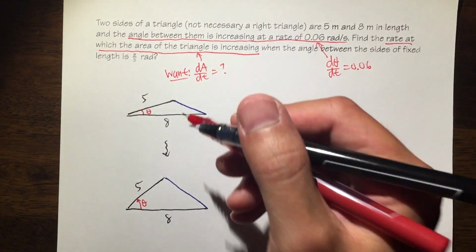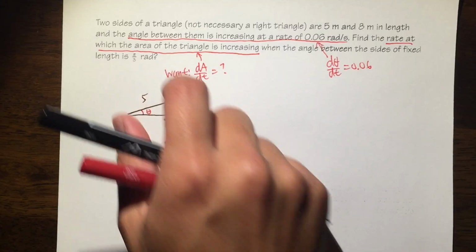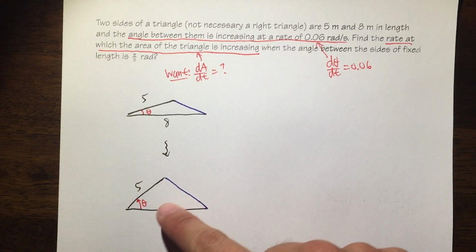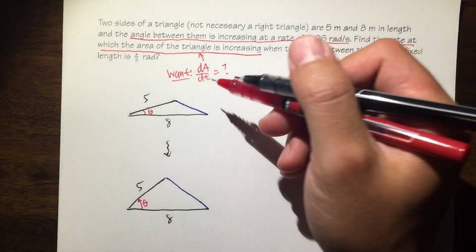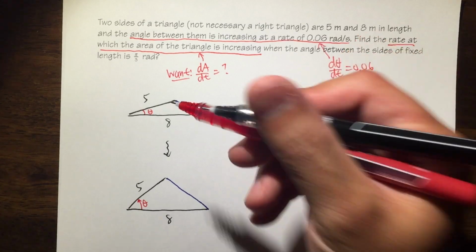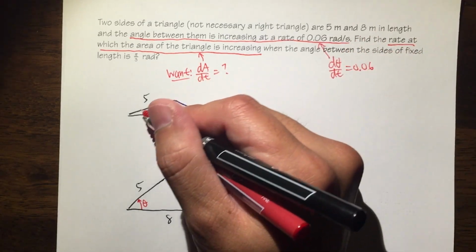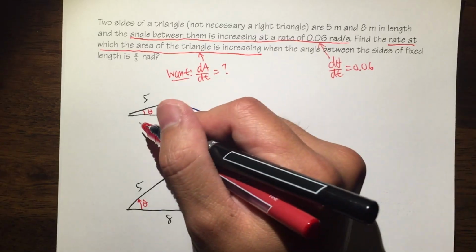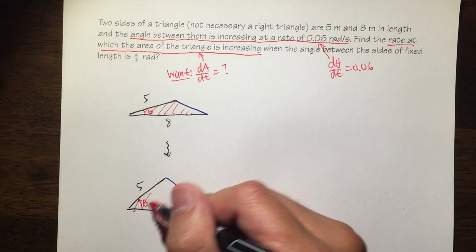And of course, we can see that originally this triangle is only this big, but once we increase the theta, we see that this triangle also gets bigger. So theta is changing, likewise, the area of the triangle is also changing. Now the question is, how can we write an equation relating the 5, the theta, and then the 8, and also the area?